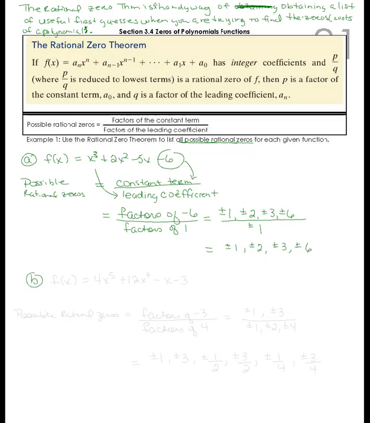Letter B. Here we go. We have f of x is equal to 4x to the 5th plus 12x to the 4th minus x minus 3. What is the constant term? -3. So we're looking for all factors of -3 over our leading coefficient, which is 4.